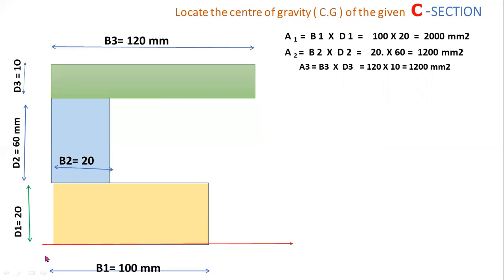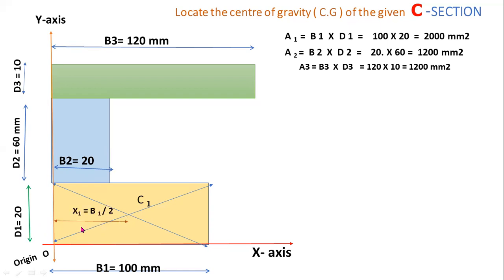Now I am considering the x-axis here. Let's consider a y-axis at the lower left corner. So this one is the origin. Now you have to locate the individual centroids. For locating the individual centroids, I am drawing the diagonal lines. So here this intersecting point is the centroid of the bottom rectangle. Let's call it C1. C1 is the centroid of the bottom rectangle.